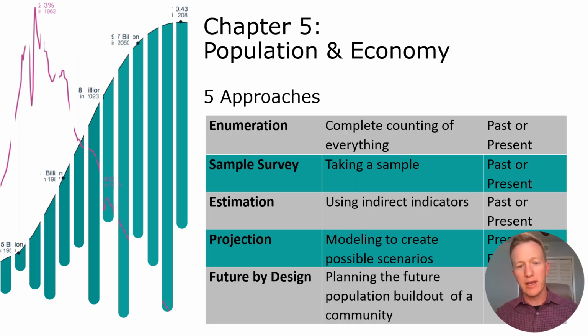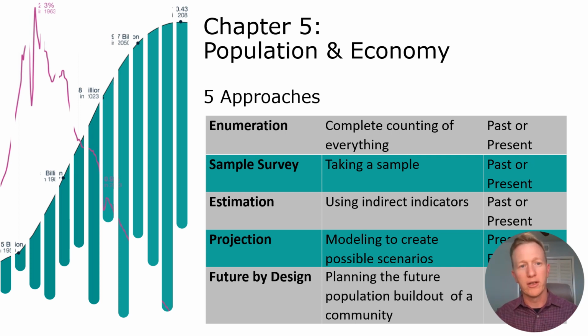So the authors then talk about 5 different approaches to preparing estimates and projections. The first one is enumeration. Enumeration means you're completely counting everything. This is what you're doing when you're trying to estimate either past numbers or present numbers. This would be like taking inventory in a grocery store. You're counting every single jar.